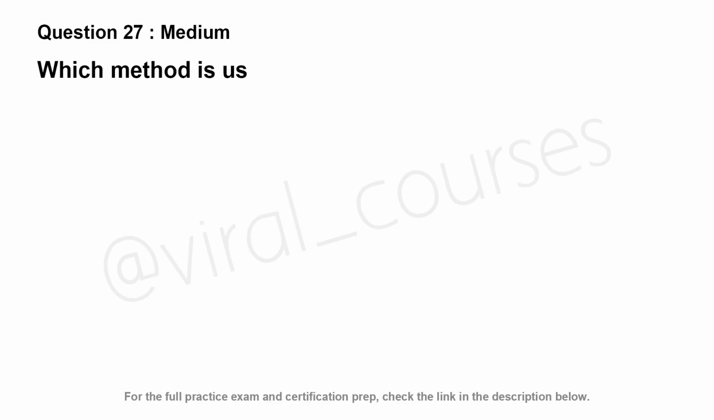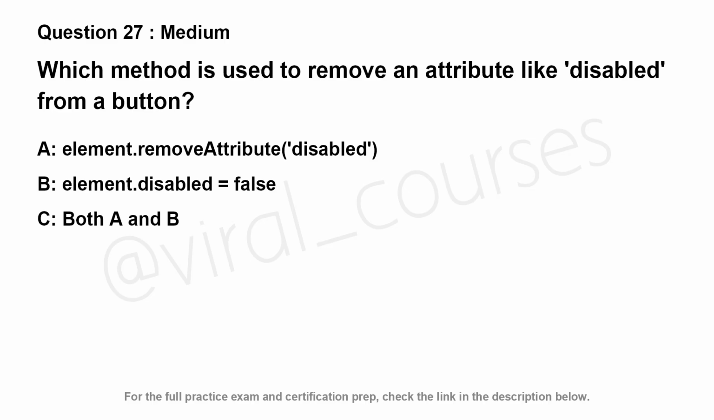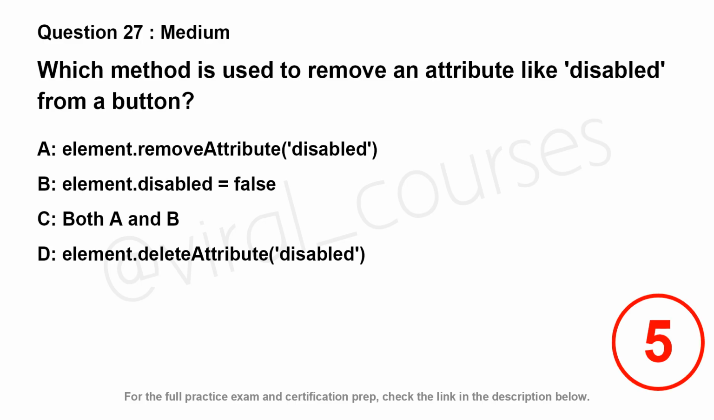Which method is used to remove an attribute like disabled from a button? Option A, element.removeAttribute('disabled'). Option B, element.disabled = false. Option C, both A and B. Option D, element.deleteAttribute('disabled').